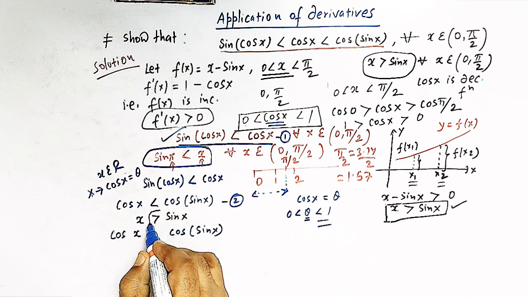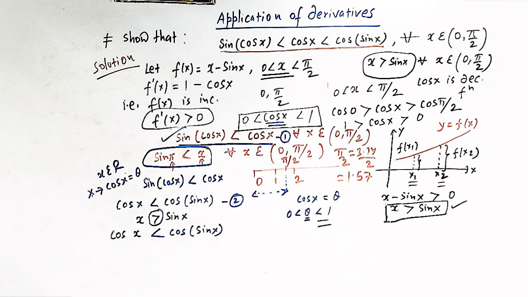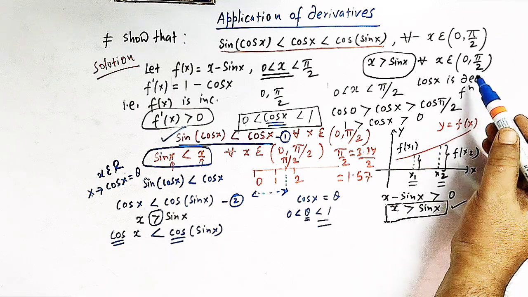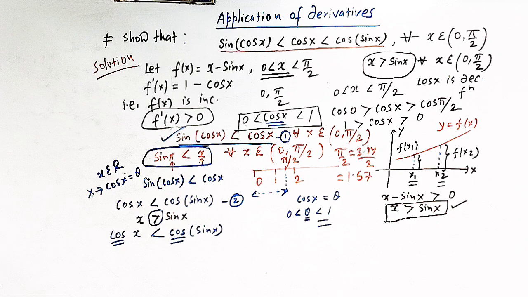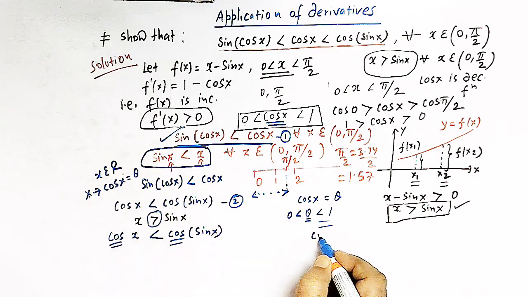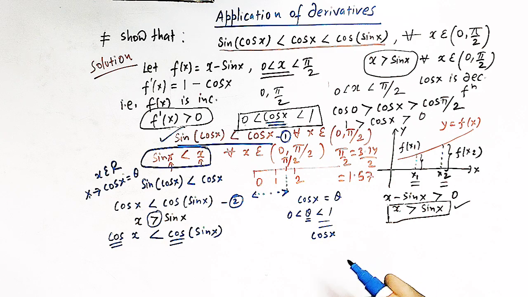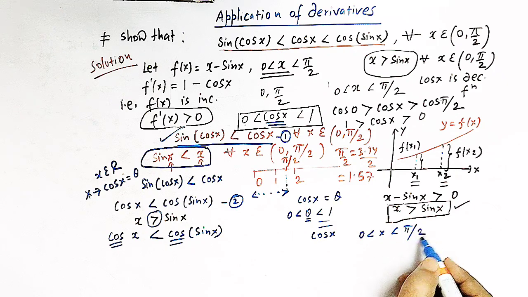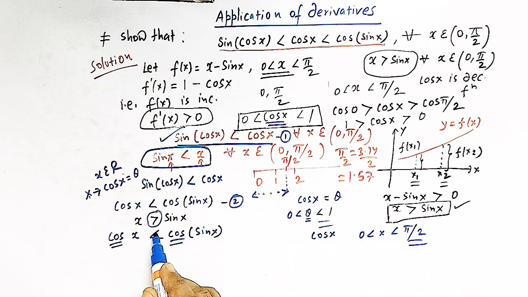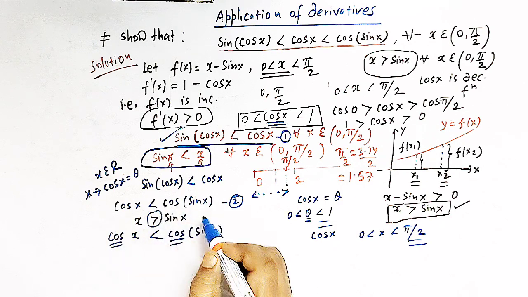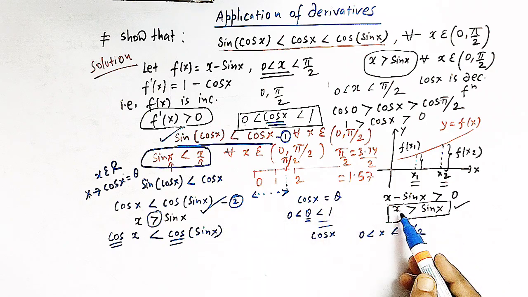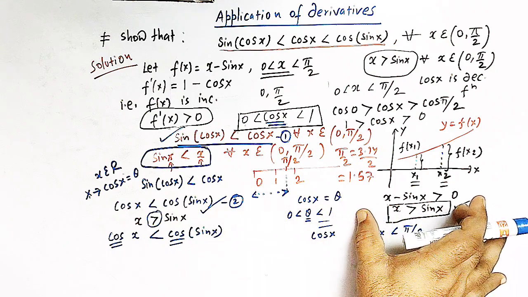Now the direction of this inequality gets reversed. Why? Because this cos function is a decreasing function in this interval, that is 0 to pi by 2. So the cosine function is a monotonically decreasing function in the interval 0 to pi by 2. So that's why the direction of the inequality gets reversed. So this is how we can prove this inequality by taking cosine of both sides, right?